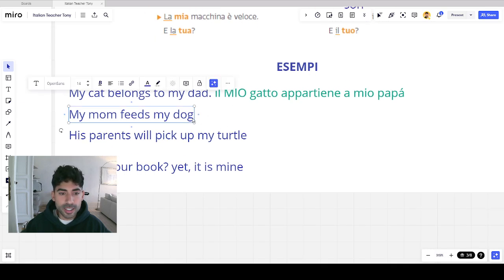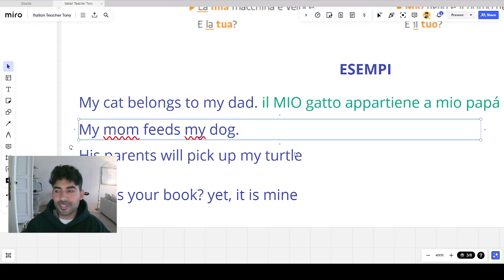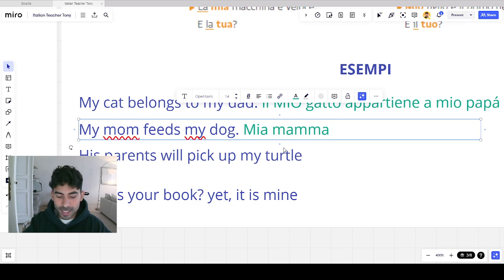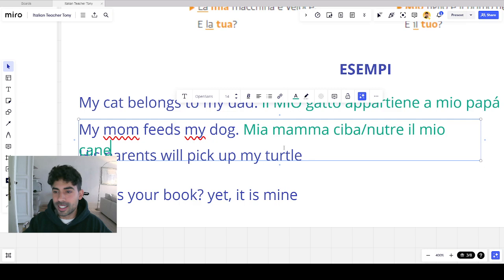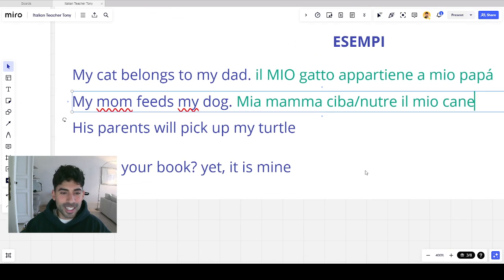Let's have a look at the second sentence. My mom feeds my dog. Well, the first one is a family member, in the singular form, and the second one is an animal, so not a family member, even though arguably dogs are also family members. But either way, in Italian, they don't behave the same way. So, family member, mom, you do not put the article. Mia mamma ciba, o nutre, for feed, nutre il mio cane. Article because dog is not a family member, even though arguably it is.